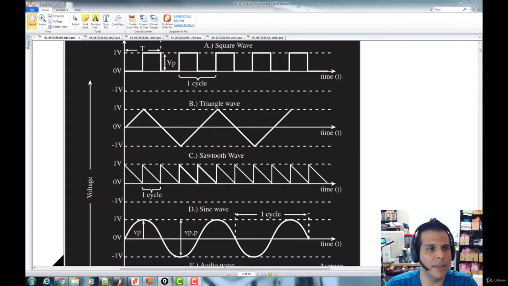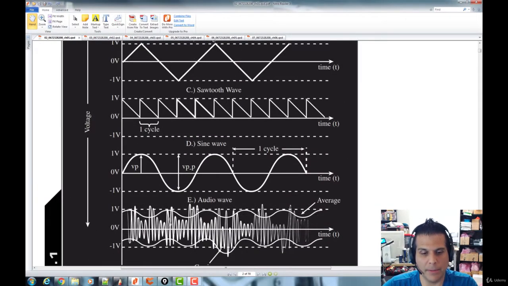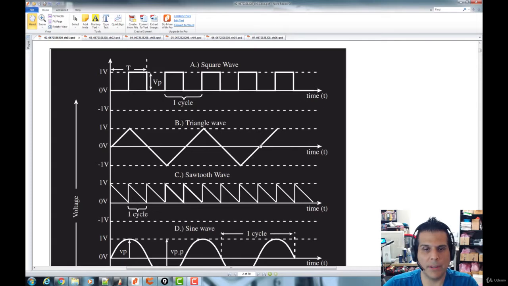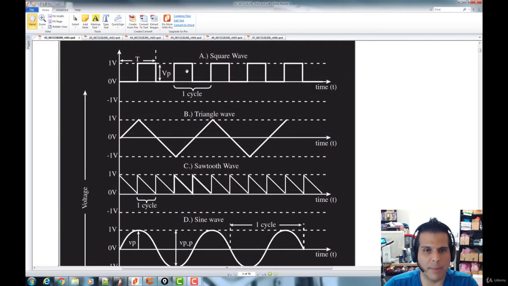And then we go down a little bit more, and we have this audio wave, which is kind of all over the place. All of these waves could represent analog signals. But this top wave right here, a square wave, is kind of more digital in nature. So it's 0, then it almost instantaneously changes to 1 volt, and then it's 1 volt for a while, then it instantaneously changes to 0 volts, and so forth. This is kind of what you'd see in a digital system.